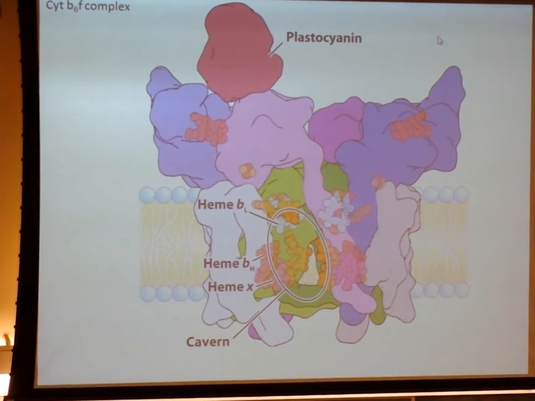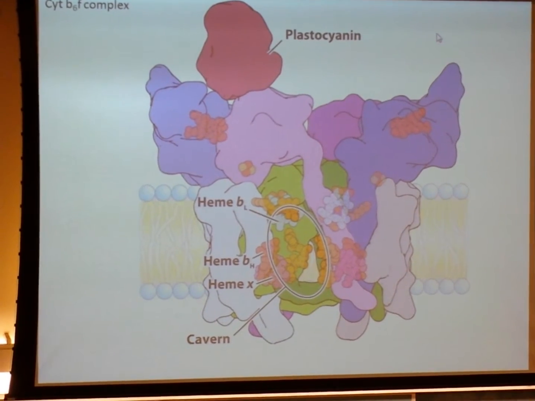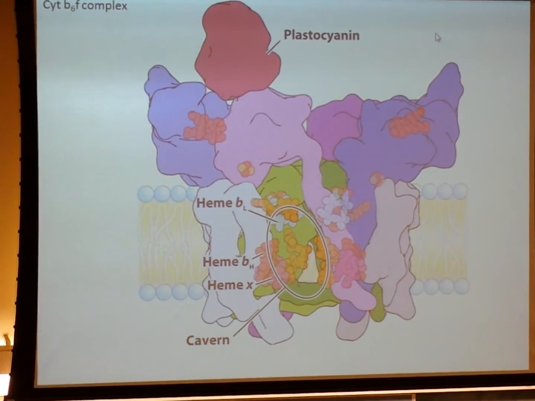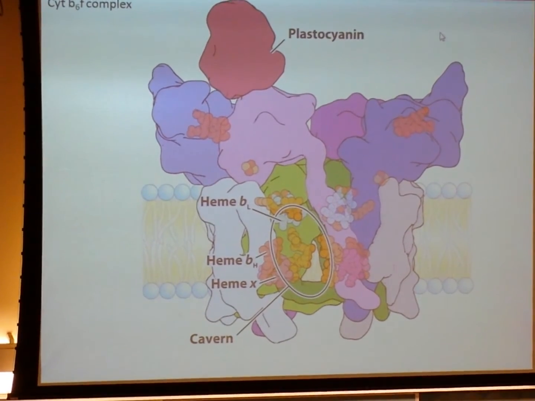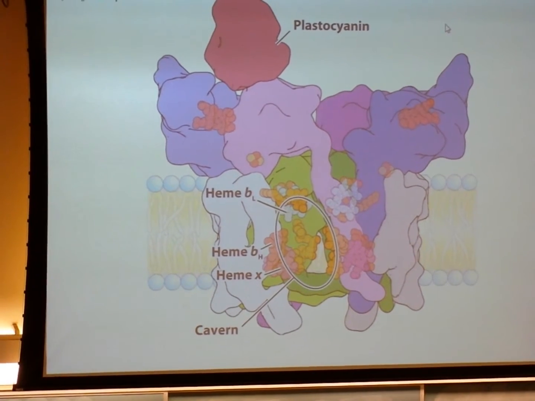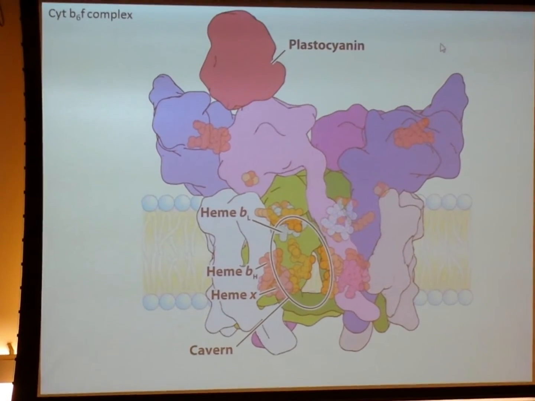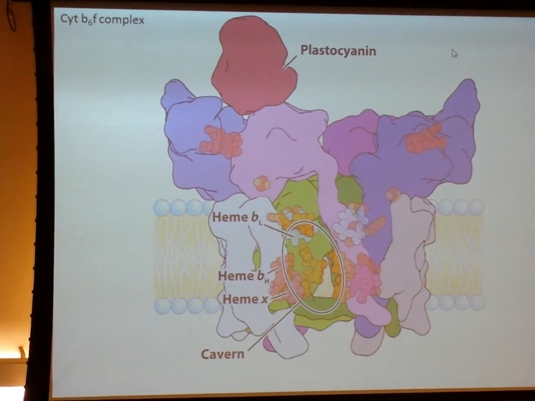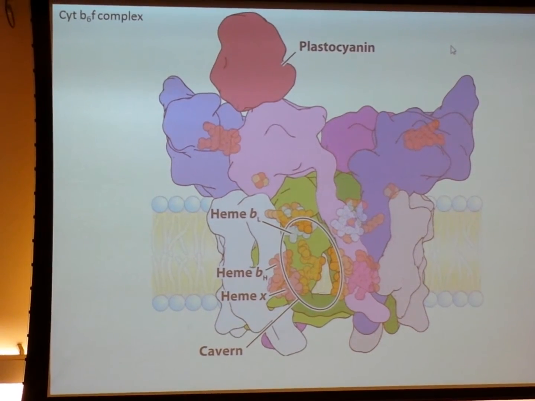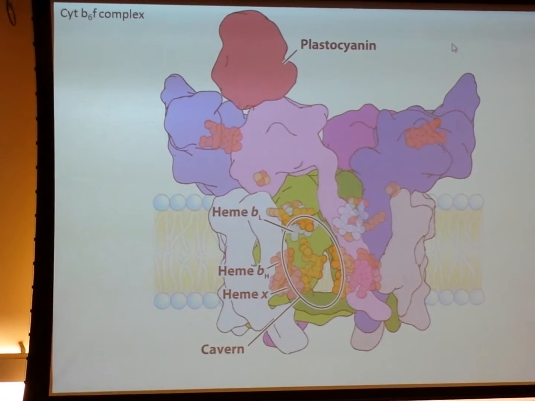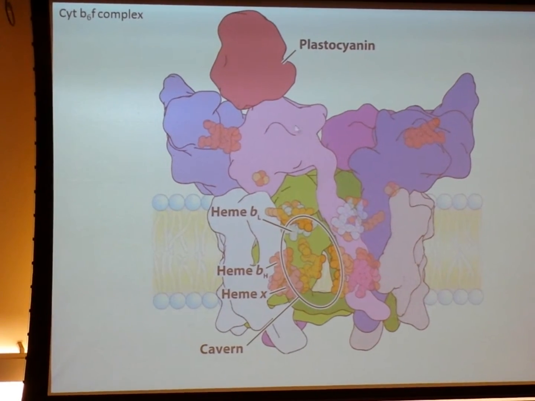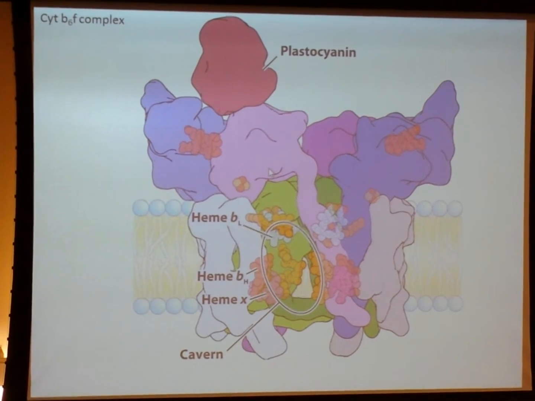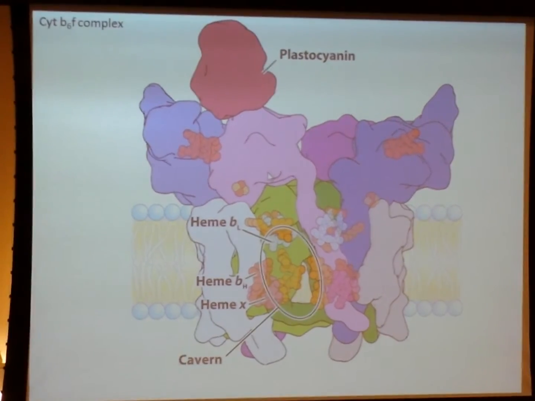Now here is the cytochrome B6F complex. If we take a step back, we see virtually the same complex as complex 3 in the mitochondria. Remember, complex 3 is where the Q cycle was occurring. So here, again, these proteins aren't identical to the ones in complex 3, but they're very similar.